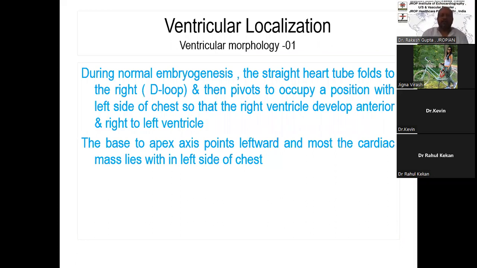Now, the next thing happens: we always talk of D loop versus L loop. What is D loop versus L loop? During normal embryogenesis, a straight heart tube folds into the right. Now look at me.